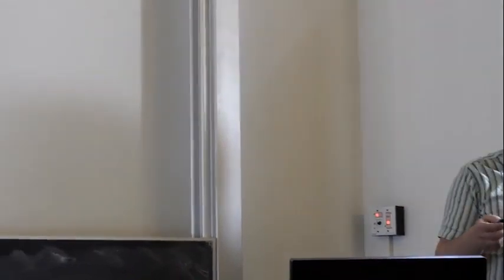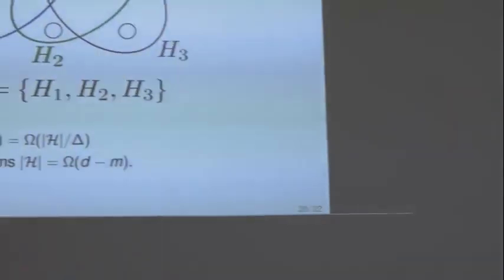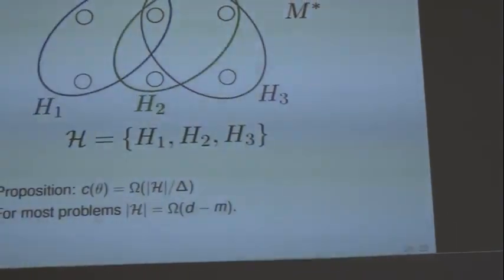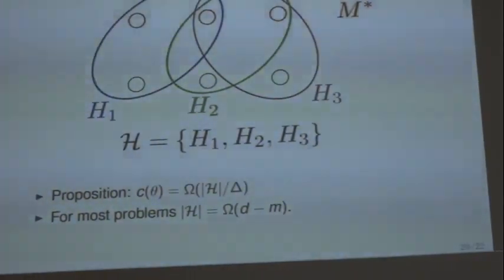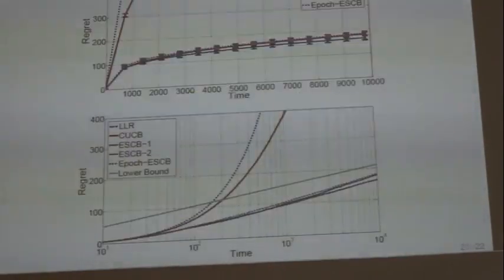So if you believe me on that, for each problem you can find a good set H, and for most problems, I mean, for instance, shortest path routing, matchings, etc., the size of this set is actually D minus M. So D minus M is a very important number. It's the number of unknowns in your problem. Because you have D things that are unknown, and you sample M of them a lot of times. So the remaining uncertainty is this, essentially.